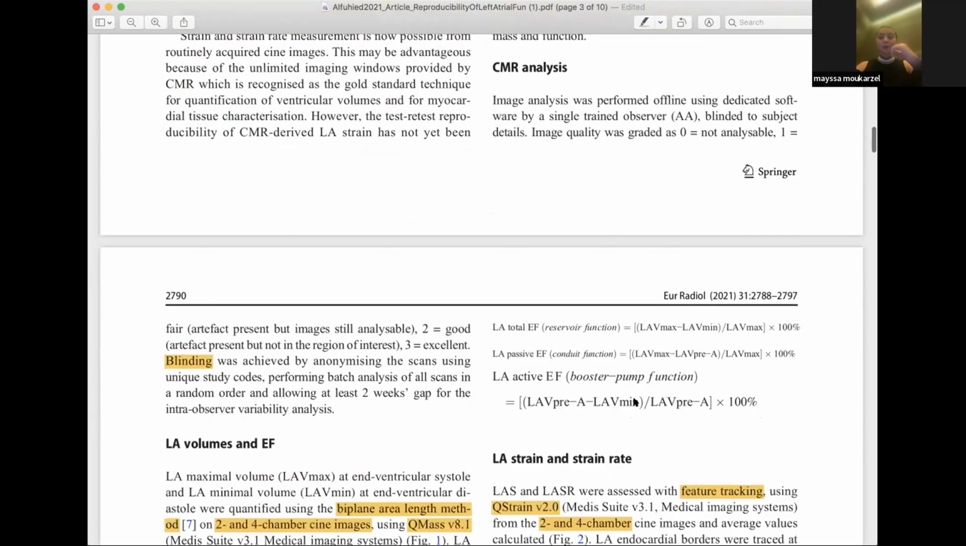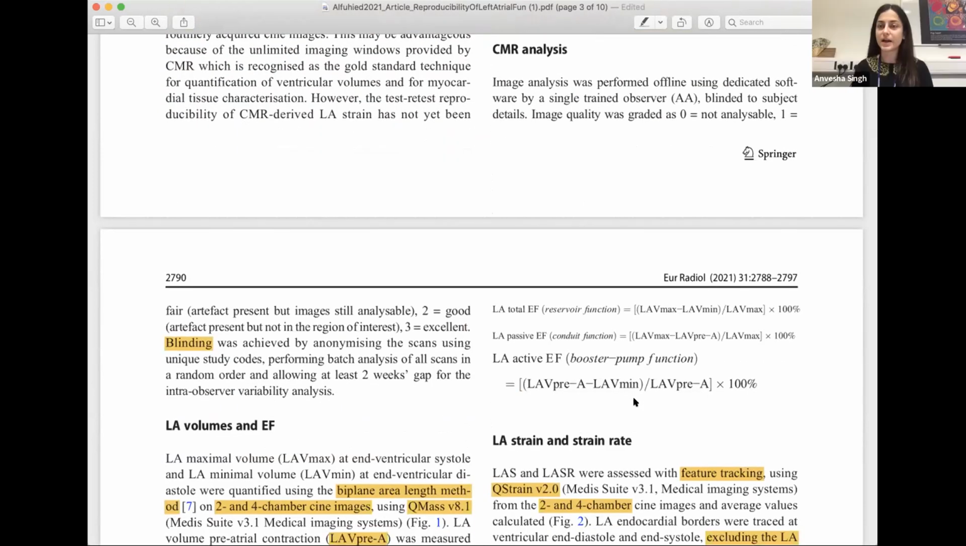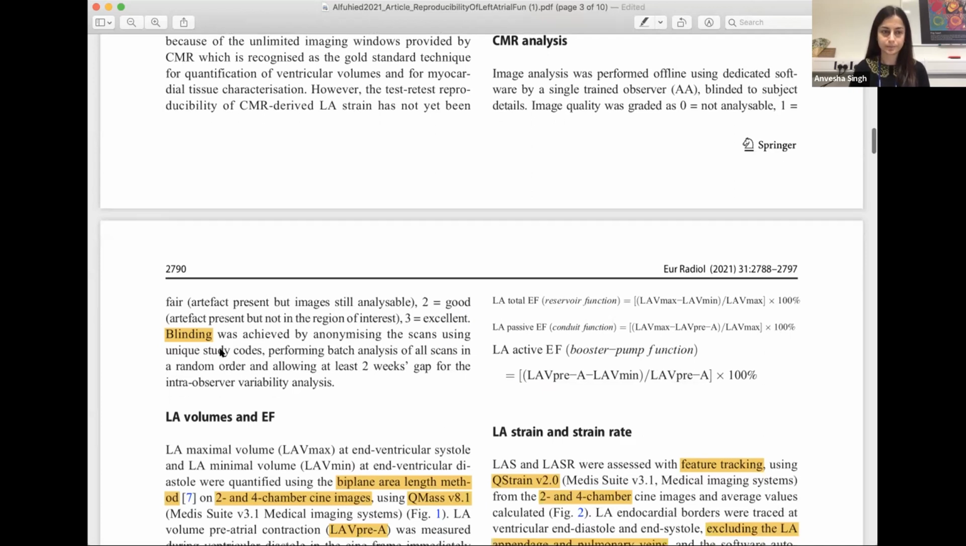When it came to CMR analysis, it was done in a blinded fashion by a single observer. And by that, we mean that all MRI scans were given a unique 3-digit code, and the observer analyzing was blinded to both the disease condition, but also whether this was scan 1 or scan 2.